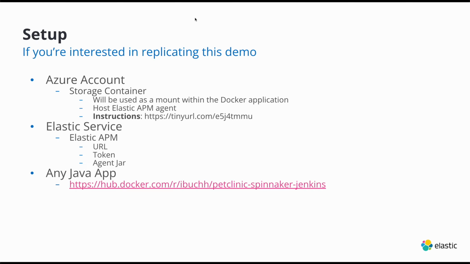And then you'll have an Elastic service. Within the Elastic service, you'll need the Elastic APM URL, the token, and the jar, and I'll explain how to get that. We'll be using the Docker Hub app, Pet Clinic, just to make it easy. But this could be virtually any Java Docker application, with the agent bootstrapping itself non-invasively and then sending APM data over to the Elastic service.